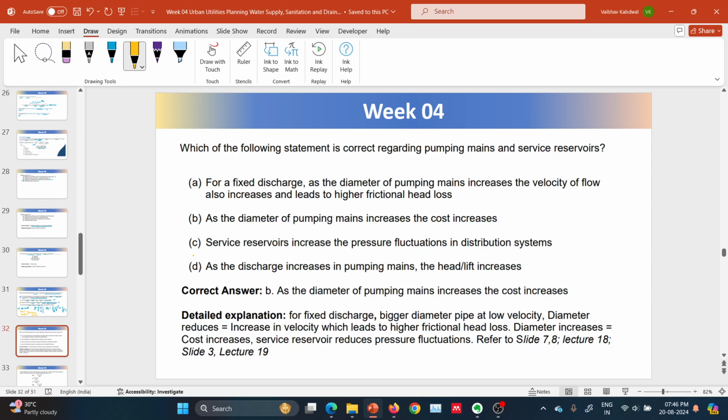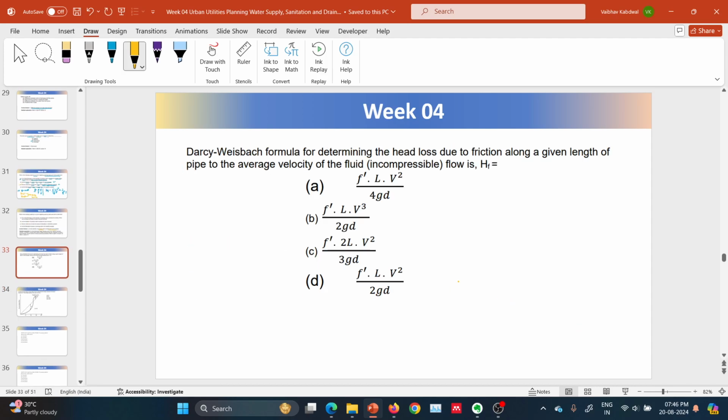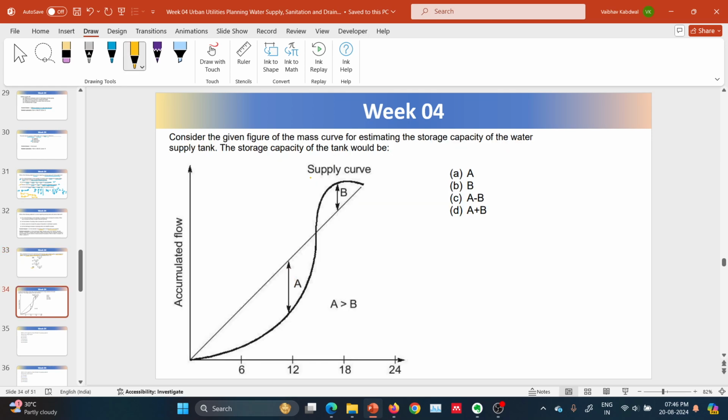Which of the following statements is correct regarding pumping mains and service reservoir? Answer is B here. As the diameter of the pumping mains increases, the cost increases. Darcy-Weisbach formula for determining head loss due to friction along a given length of pipe to the average velocity of the fluid. The formula we studied is f L v square by 2 g D. So the answer seems to be D. Yeah, answer is D.